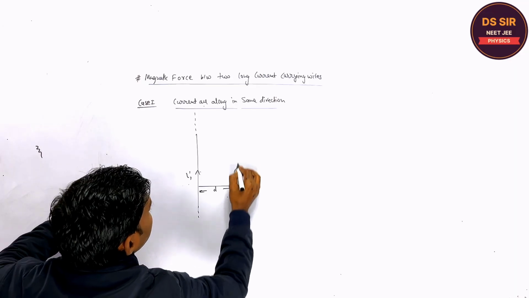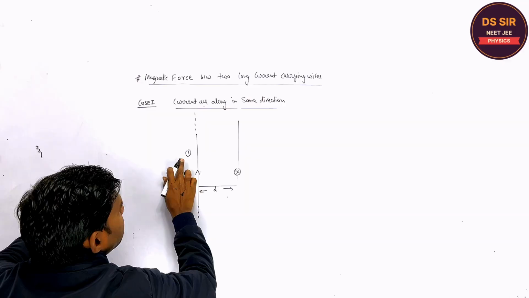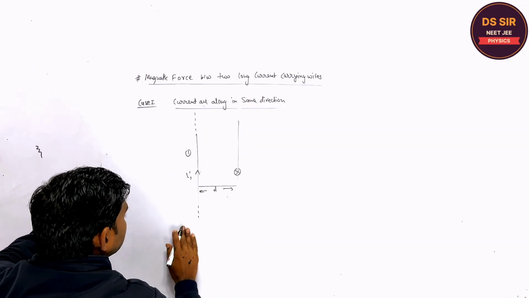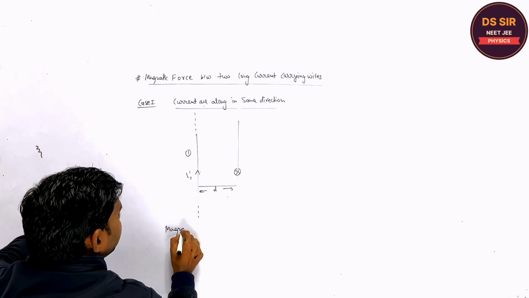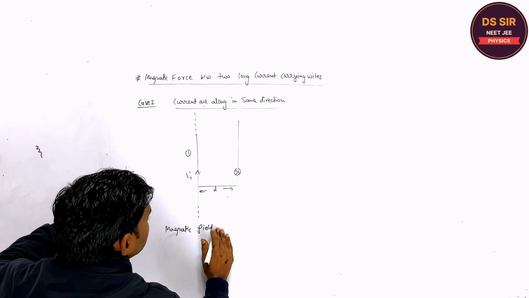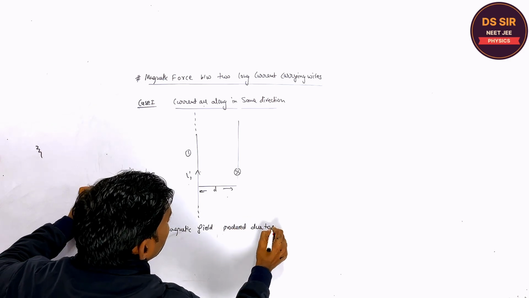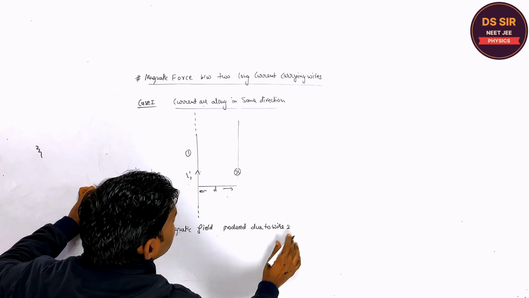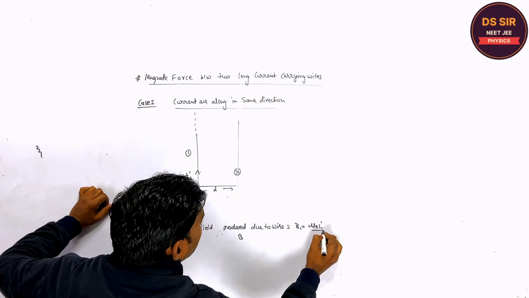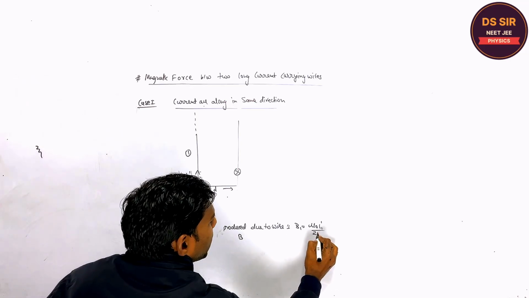What is the magnetic field produced over here? Into the board. Yes, this is wire 1. Due to wire 1, you will write the magnetic field produced, B1, is equal to what? Mu naught I1 upon 2 pi d. Yes, 2 pi d.